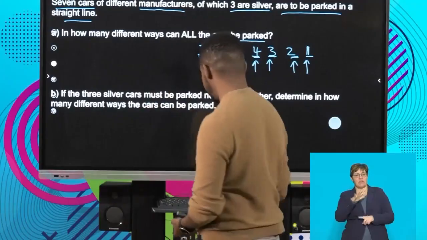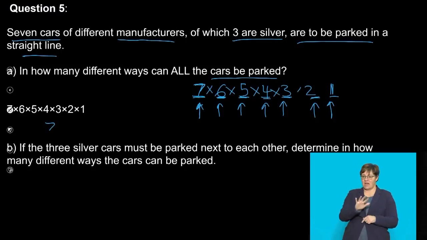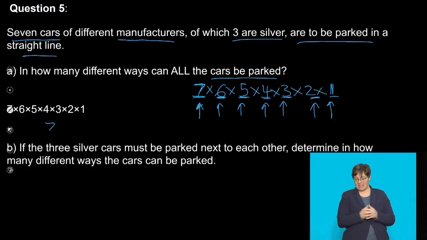And what do we get? We get 7 times 6 times 5 times 4 times 3 times 2 times 1. You can put that on your calculator, but this is fine like that without simplifying the answer.